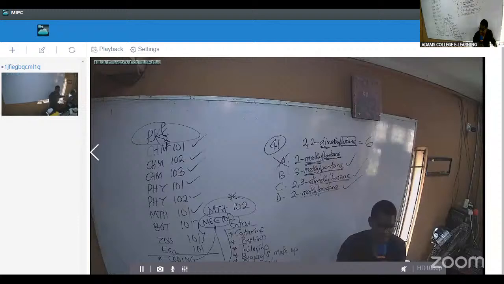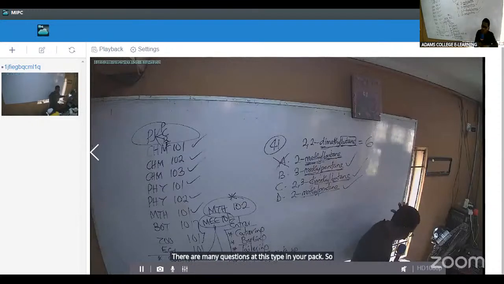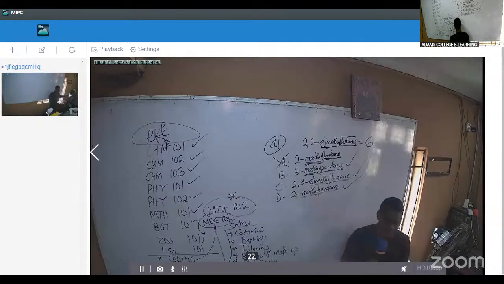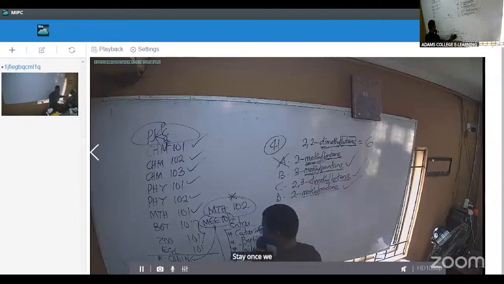There are many questions like this type in your pack. So whether you have been taught organic or not, you can get this one now. 42. I have taught you that for you too. How to name some compounds, small. We will teach all these things by the time it starts.